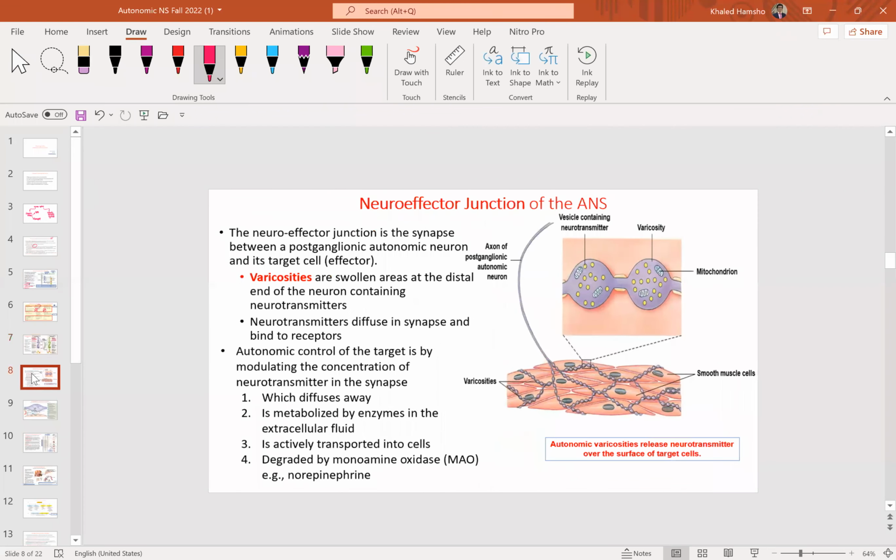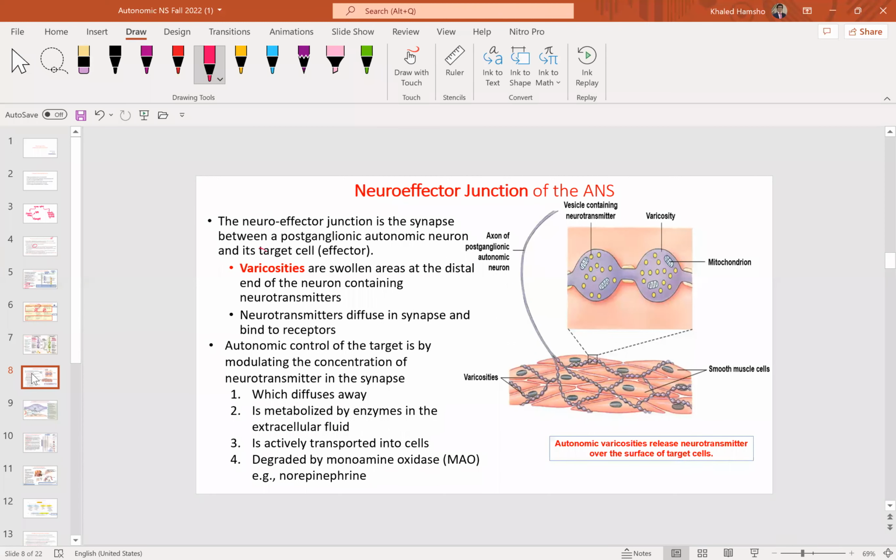One last thing I want to discuss here is the varicosities over here. Is the screen visible, guys? Okay, cool. Varicosities are like these dilations over here. They have the neurotransmitters within them. They're in the neuron itself, at the end of the neuron.